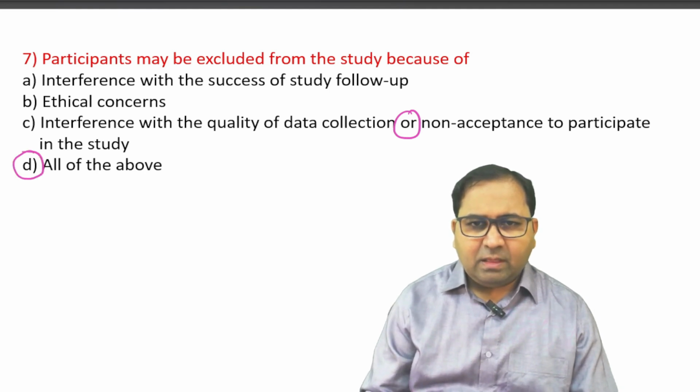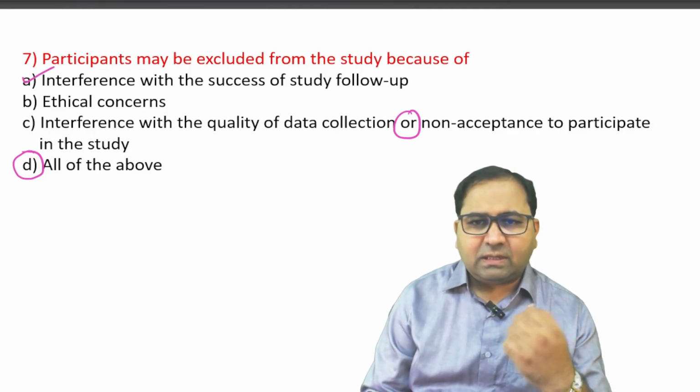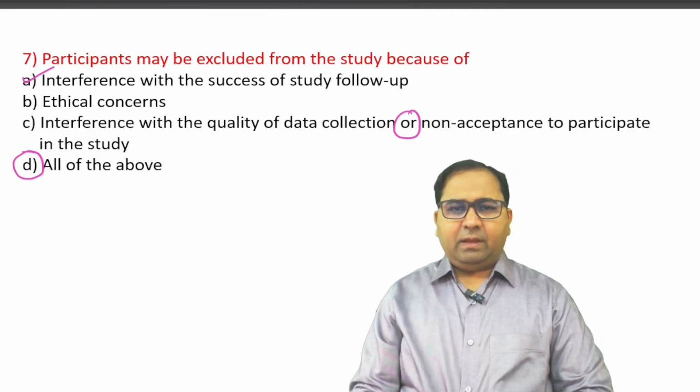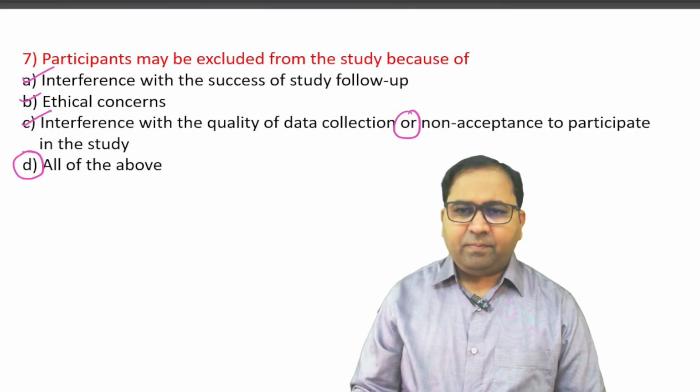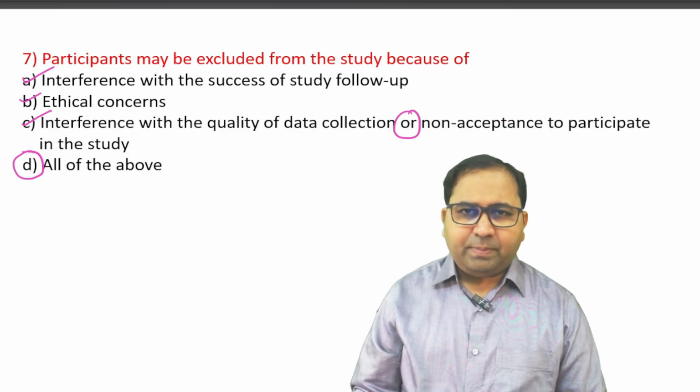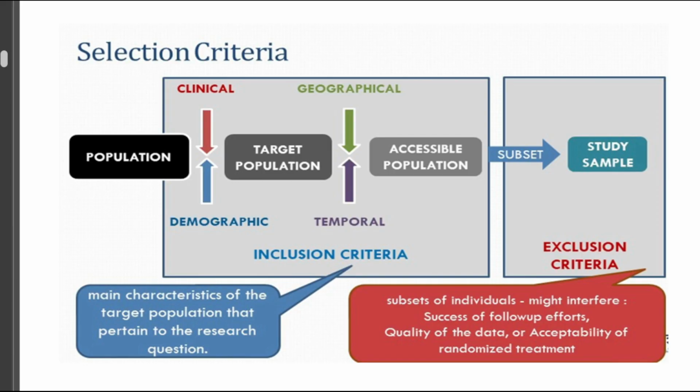Once again, let us see. The participants may be excluded from the study because of interference with the success of study follow-up, or because of ethical concerns, or because of interference with the quality of the data collection, or non-acceptance to participate in the study. Now see the information given in the next slide. See here in this slide of selection criteria, regarding the subset of individuals, they might interfere with the interviewer or success of follow-up efforts, the quality of data or acceptability of the randomized treatment.